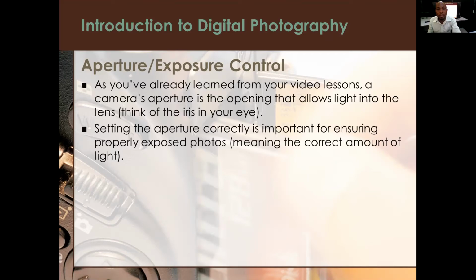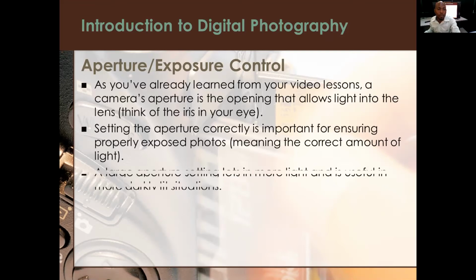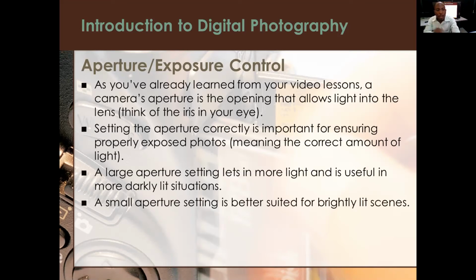Setting the aperture correctly is important for ensuring properly exposed photos, meaning the correct amount of light. A large aperture setting lets in more light and is useful in more darkly lit situations. A small aperture setting is better suited for brightly lit scenes. So if you're outside and trying to take the sky and the sun is out bright, you'd have to reduce your aperture to let in less light.